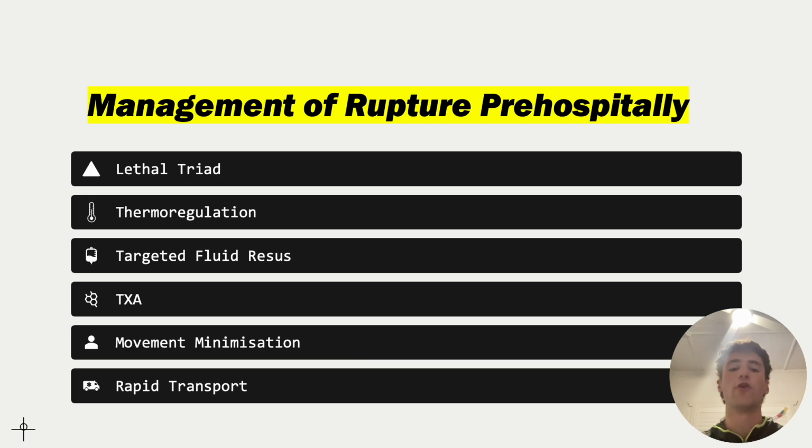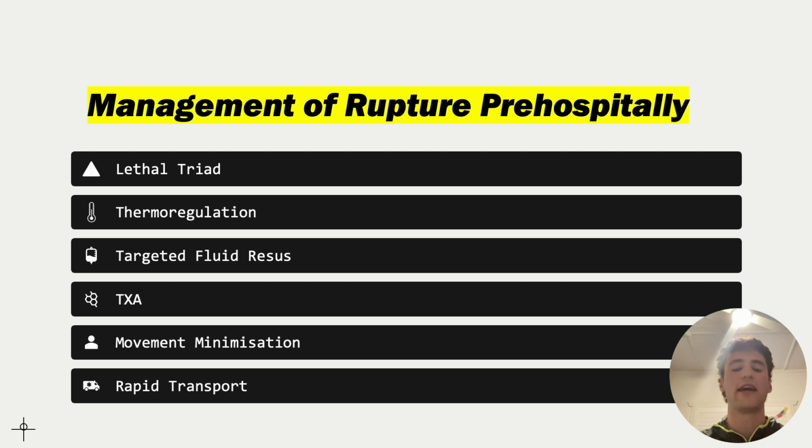Let's move on to fluid resus. So it's really important that we gain IV access and administer some fluids. To start with, it's really important that we only administer the minimum amount of crystalloid fluid needed to maintain alertness or a palpable radial pulse. Excessive fluids may worsen coagulopathy and bleeding.